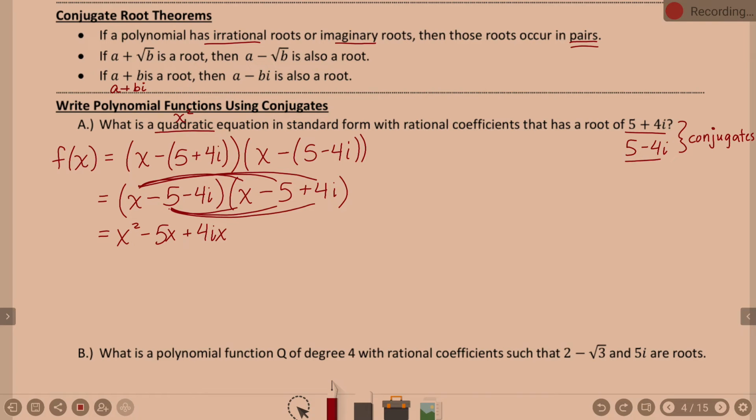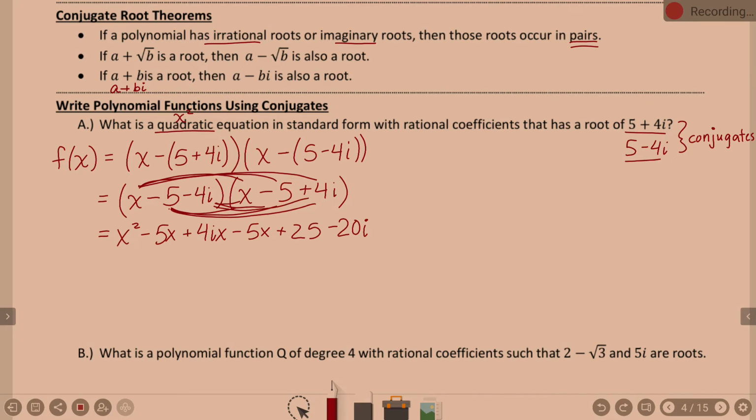So negative 5 times x, minus 5x. Minus 5 times minus 5, plus 25. Minus 5 times 4i, minus 20i. And then distribute the negative 4i to everything.